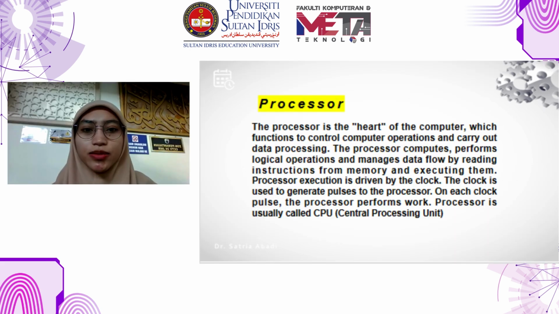So the next topic is the processor. The processor is the heart of the computer, which functions to control computer operations and carry out data processing. The processor performs logical operations and manages data flow by reading instructions from memory and executing them. Processor execution is driven by the clock. The clock is used to generate pulses to the processor. On each new clock pulse, the processor performs work. The processor is usually called the CPU, Central Processing Unit.